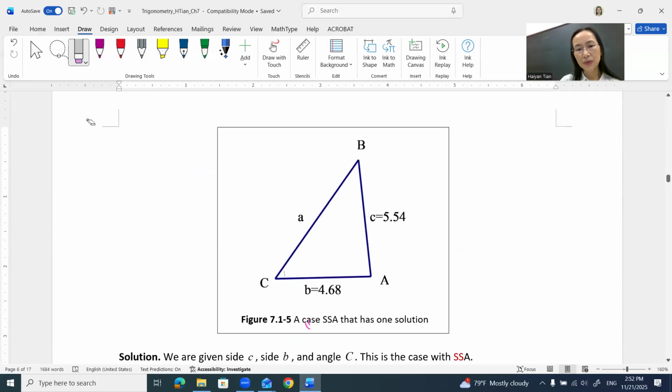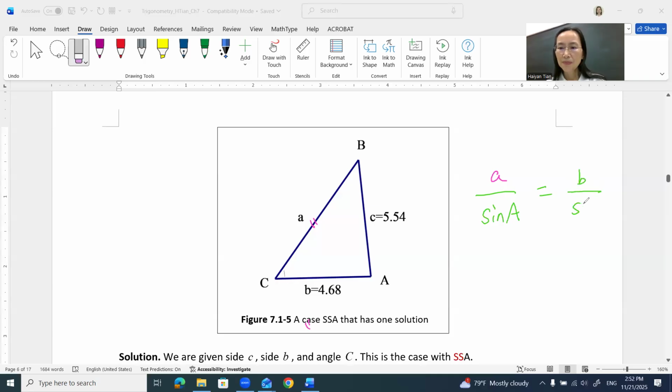That is not given. So we're trying to solve for A. So then it is immediately to, we need to do this equation, A over sine A. And now we have options. Which one do we choose? We use B over sine B, right? That's the law of sine. Or do we use C over sine C on the right-hand side?